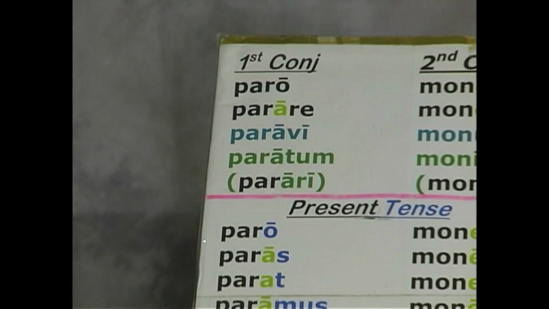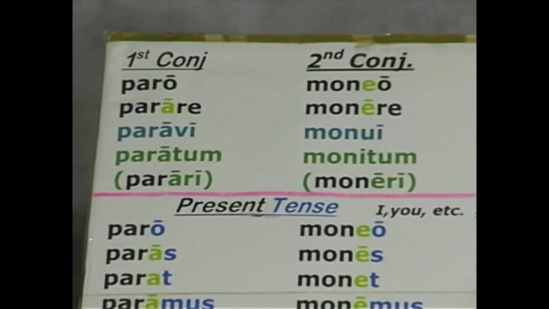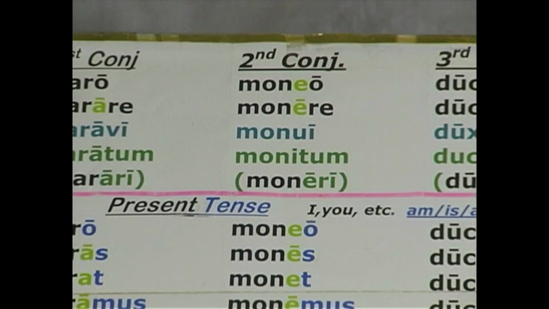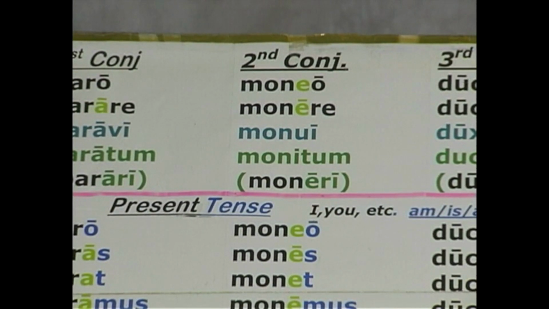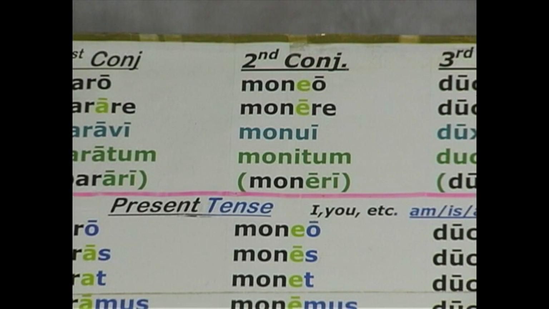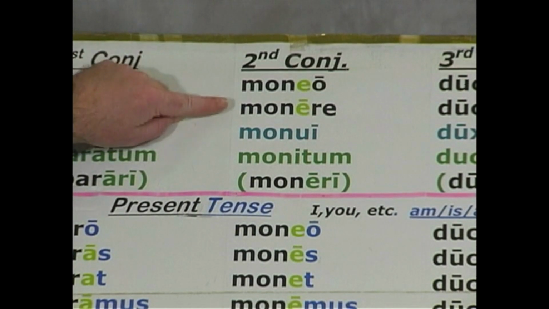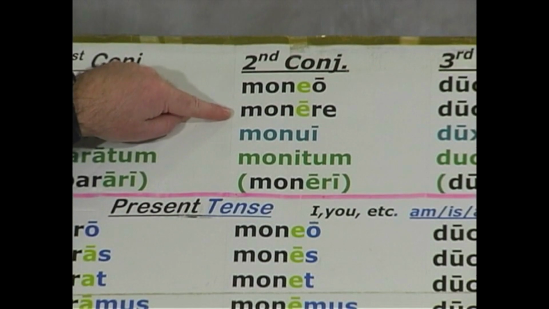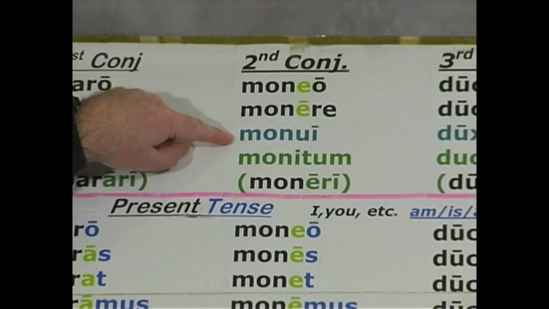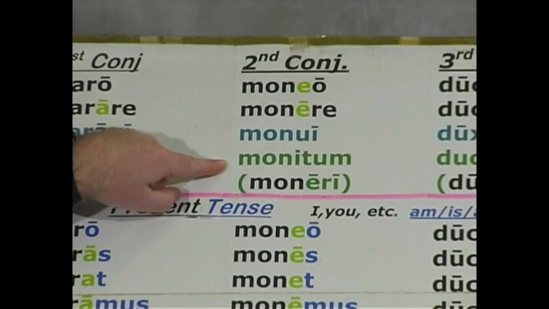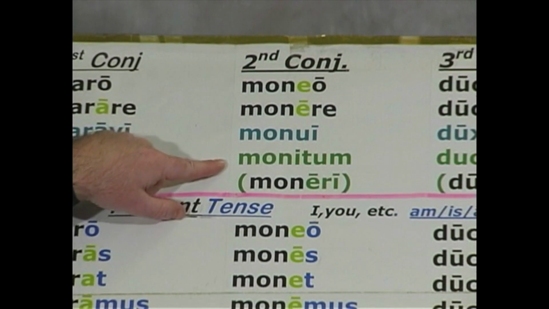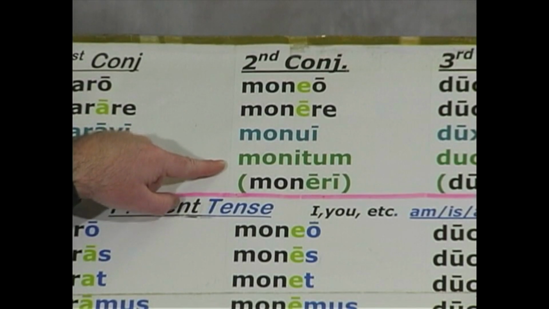Our model verb for the second conjugation is the verb moneo, I warn. Please repeat. Moneo, I warn. Its four principal parts are the following. Moneo, monere, monui, monitum. They translate, I warn, to warn, that's the infinitive, I have warned, having been warned, or simply warned, ed.